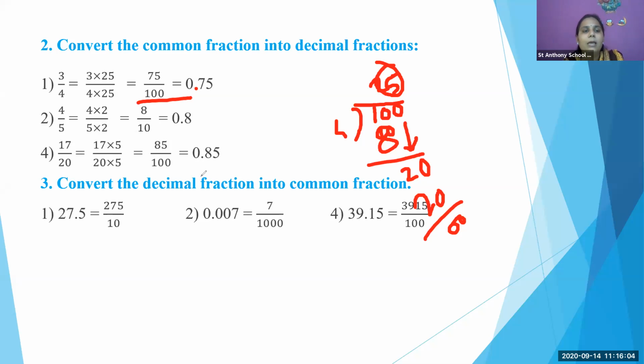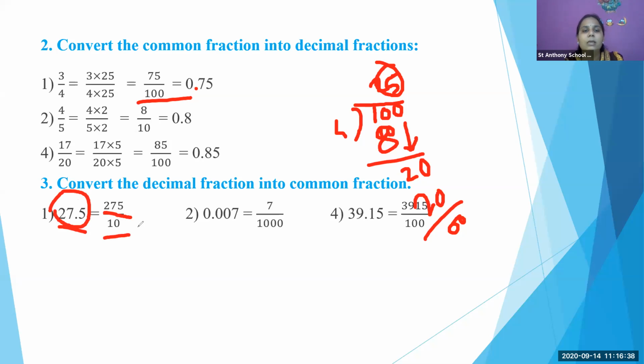Okay. Now convert the decimal fraction into a common fraction. How to convert the decimal fraction into a common fraction, right? Now 27.5 is there. So first of all write the whole number 275. Now see how many digits are there after the decimal point? Only 1. So we'll write here 10.